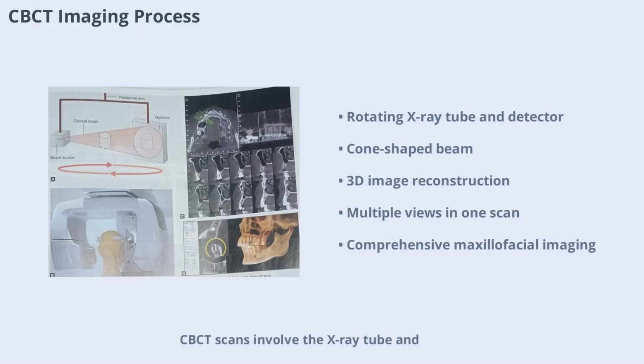CBCT scans involve the X-ray tube and detector rotating around the patient's head and neck, capturing data with a cone-shaped beam. This data is used to reconstruct a 3D image of the teeth, mouth, jaw, and ENT region. Contrast-enhanced CBCT images allow for multiple views of the maxillofacial complex with a single scan, providing anterior, coronal, and axial images, as well as 3D reconstructions.